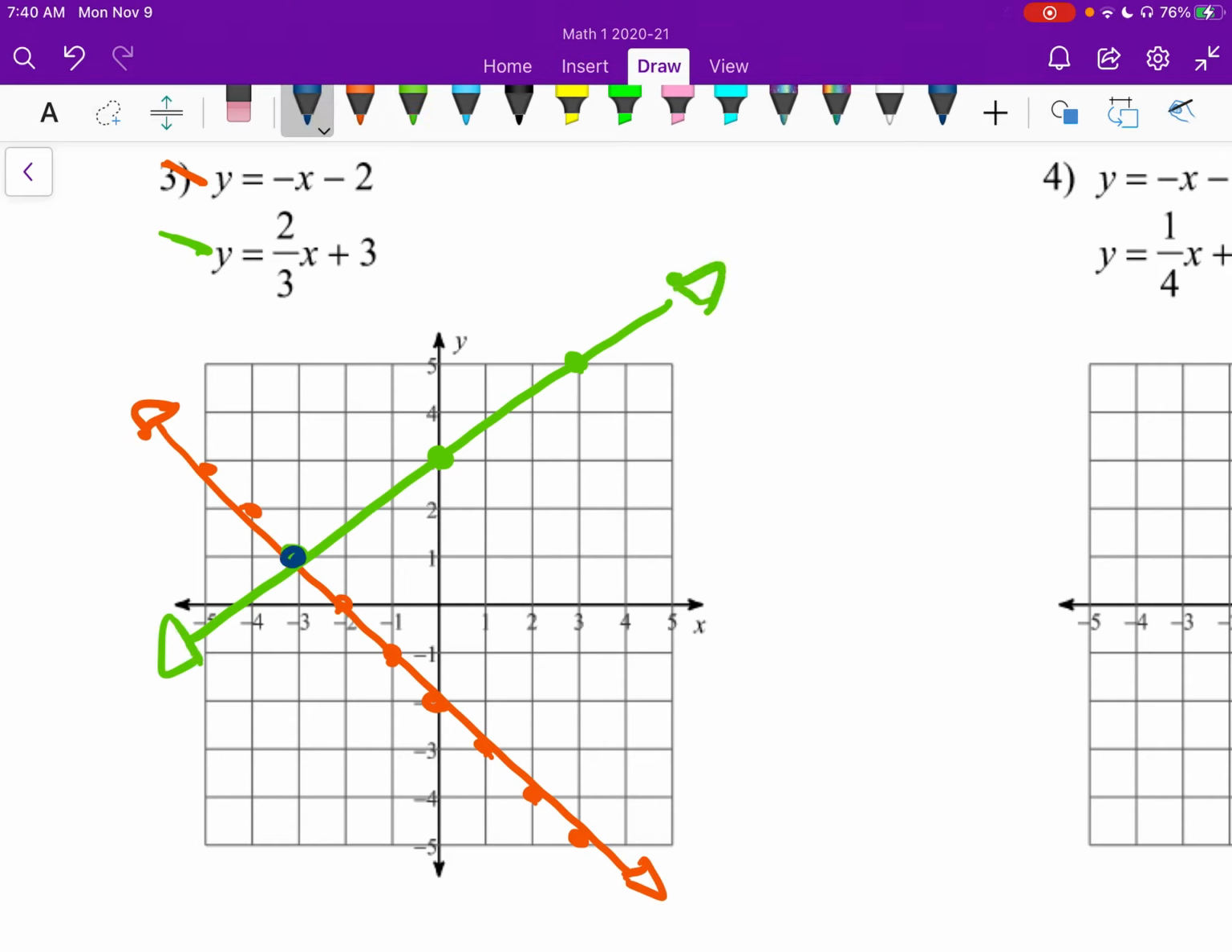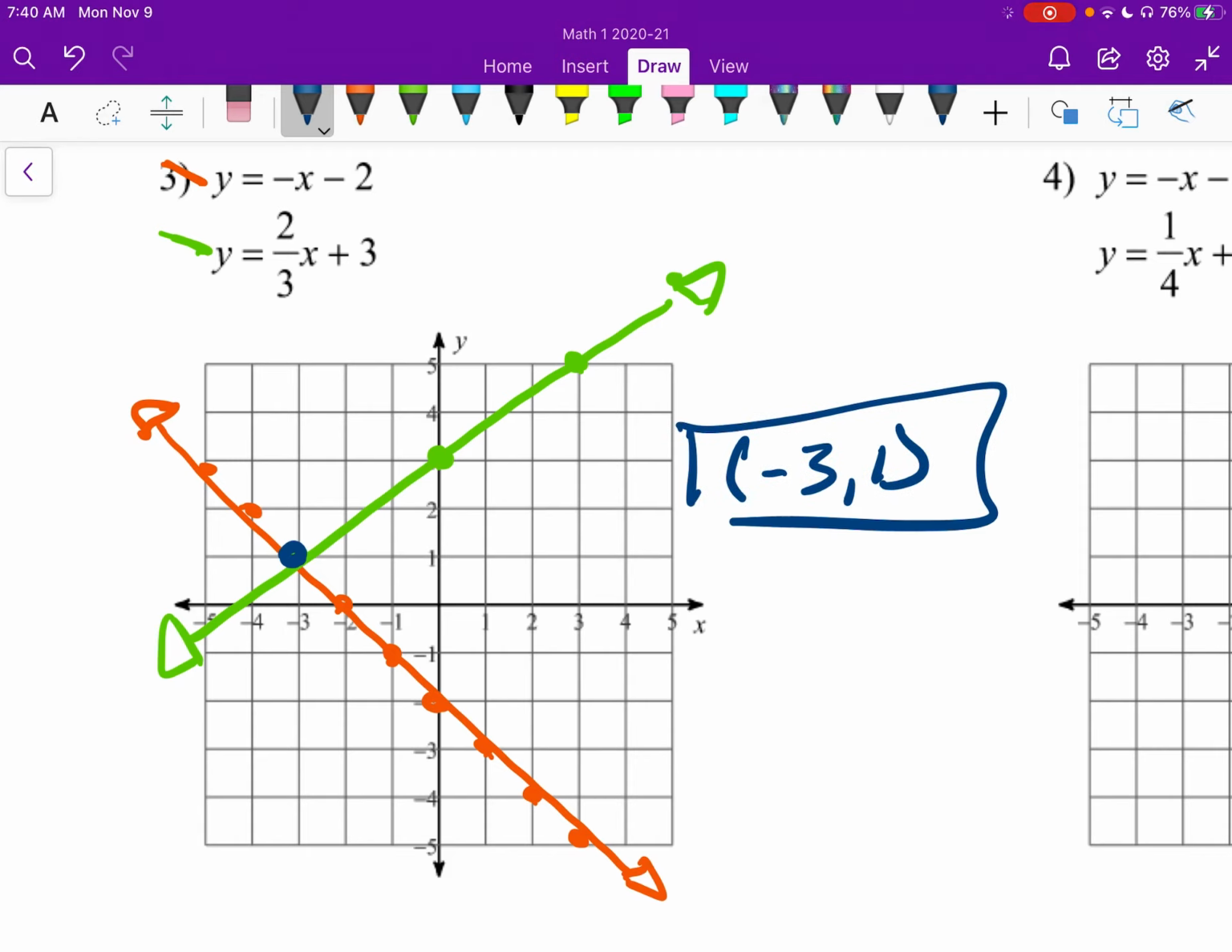So my solution happens right here. That is the point (-3, 1), right? I look at my x-axis to find my -3, my y-axis to find my 1.